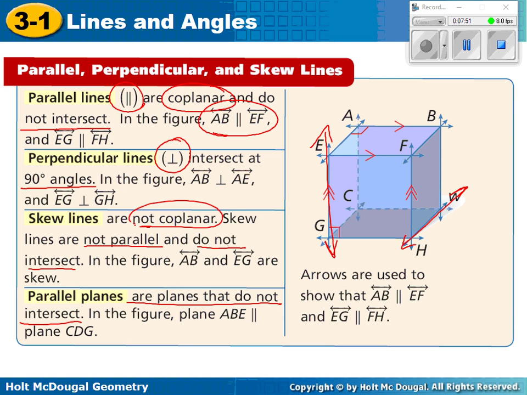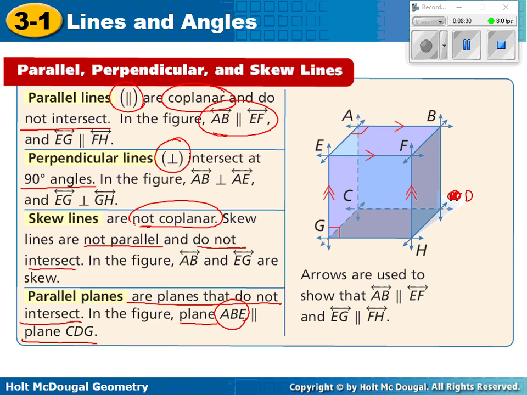Just a reminder back to chapter 1, when you name a plane, you have to include the word plane, and then you pick 3 points in your plane. Only 3. Even if they name all 4 corner points on the quadrilateral, you only pick 3. So plane ABE is parallel to plane CDG. ABE would be the top plane up here, and CDG, actually, this should be a D, not a W. So CDG is talking about the bottom plane. So that's a top. Any questions here?